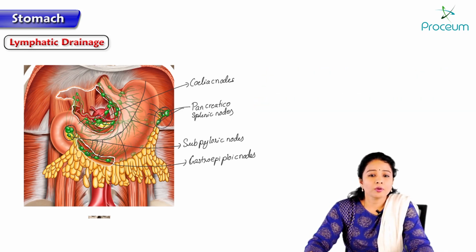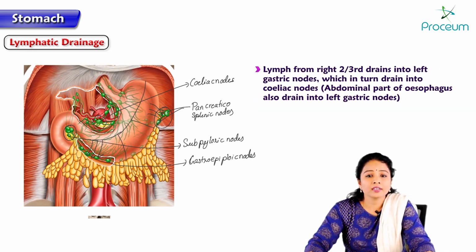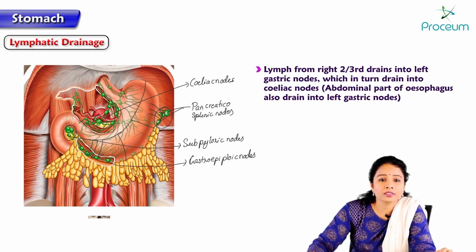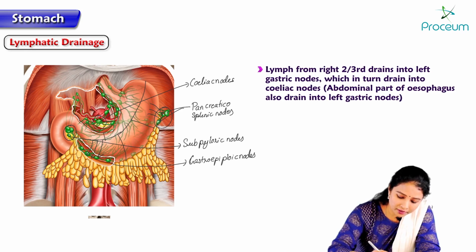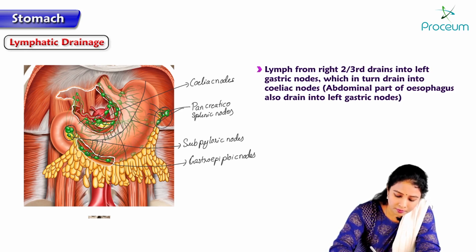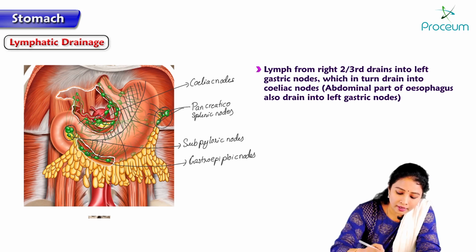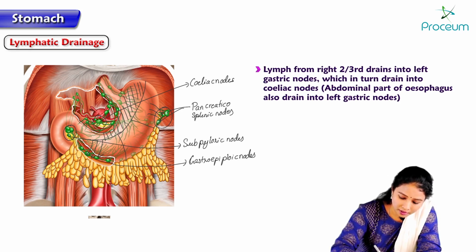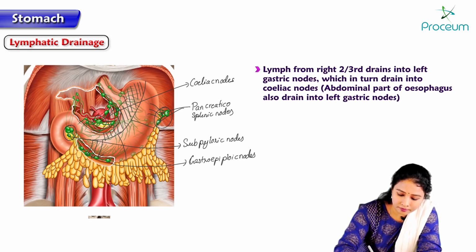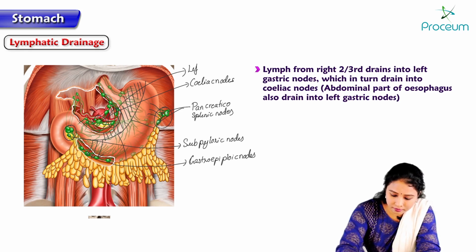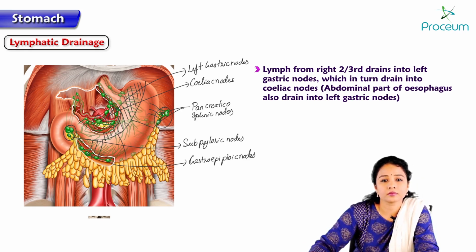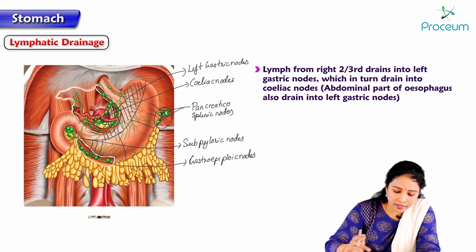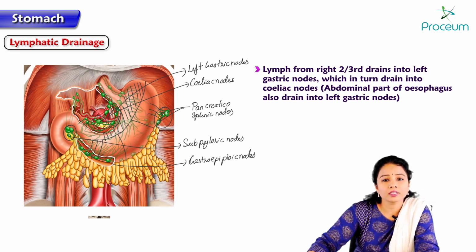And now we shall talk about the lymph drainage from the right side. So the right 2/3 drains into left gastric nodes. So 2/3 of the right, this part, drains into left gastric nodes. So here are the left gastric nodes, which in turn drain into celiac nodes. We can see they are connected to the celiac nodes.